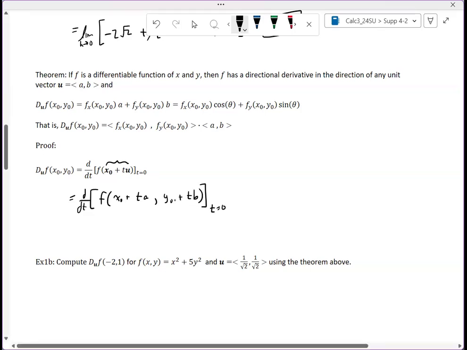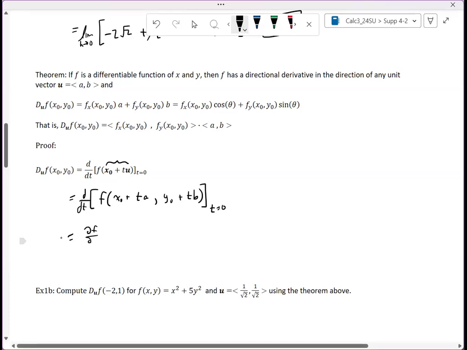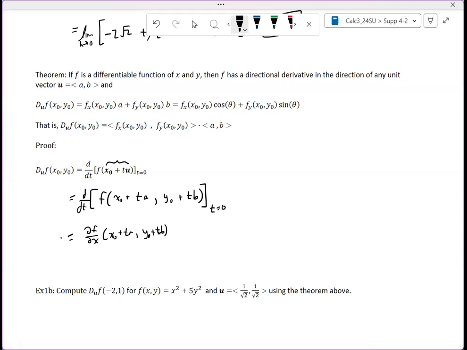We want to take the derivative of this function with respect to t, and then evaluate that at t equals 0. Now, nicely enough, we've just covered the chain rule. So this is what? This is the partial of f with respect to x at x naught plus ta, y naught plus tb. This is a bit to write out, but I think it's good to be careful going through all this because there's just a lot of moving parts. Partial f with respect to x times dx dt.